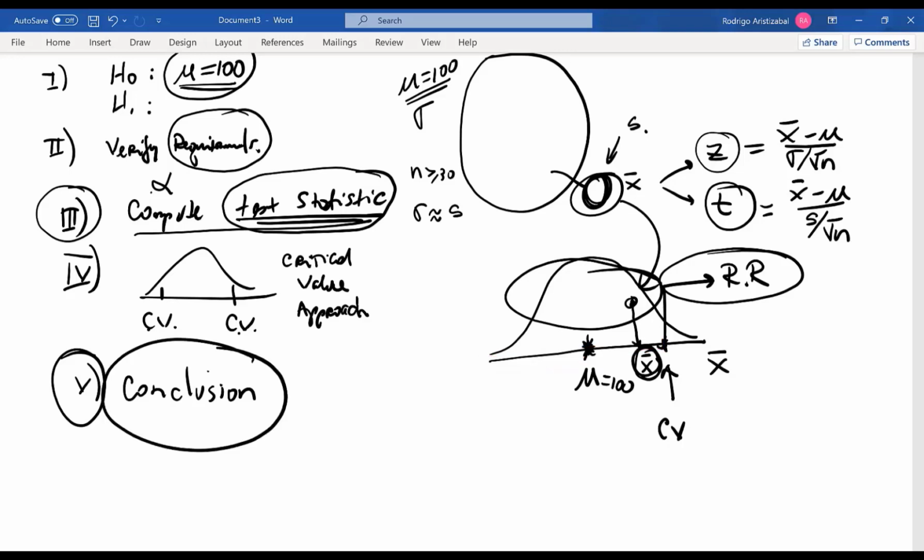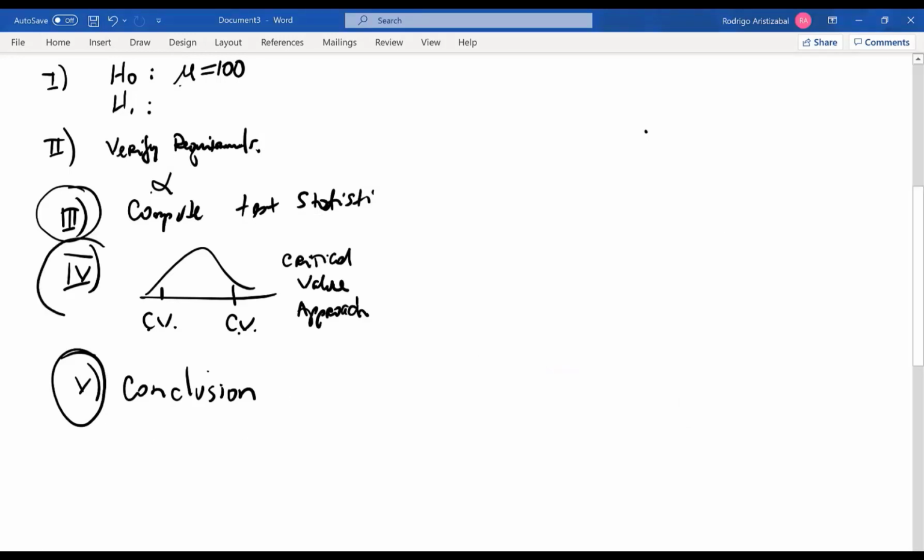And that is my conclusion. Step number 4 could be done in two different ways. Using the classical approach, when we compute the critical values, we are going to compare the test statistic with those critical values to reject or fail to reject the null. Or we can use the p-value approach.